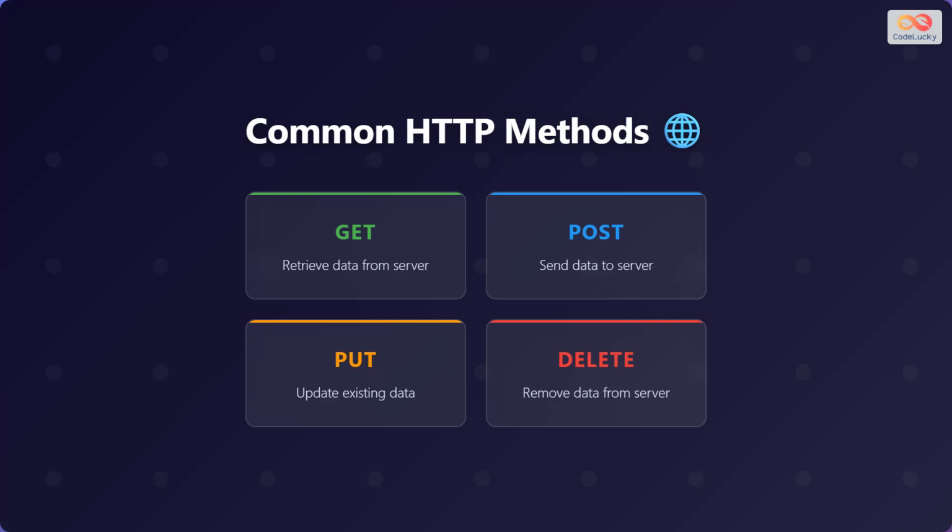Let's discuss common HTTP methods. We have get, post, put, and delete. Get is used to retrieve data from a server. Post is used to send data to a server. Put is used to update existing data, and delete, as the name suggests, is used to remove data from a server.